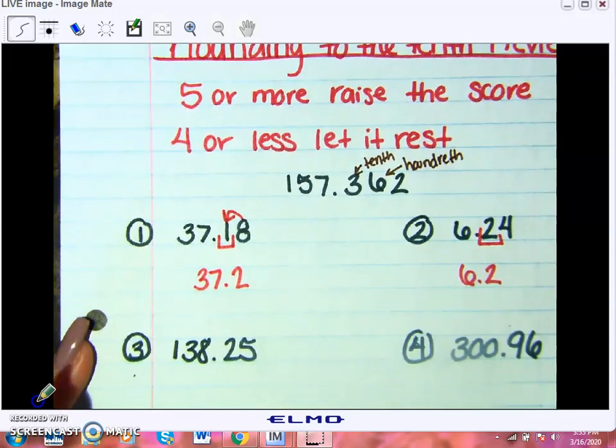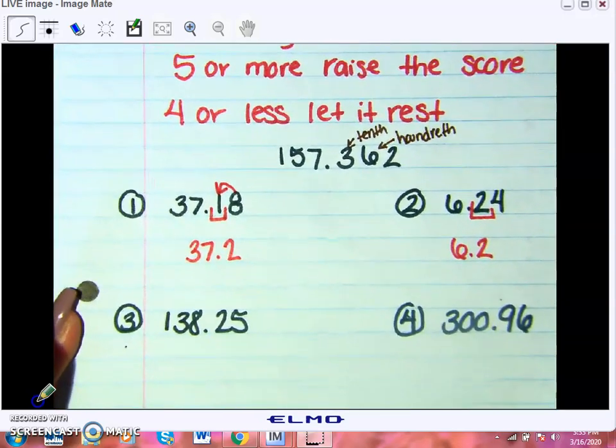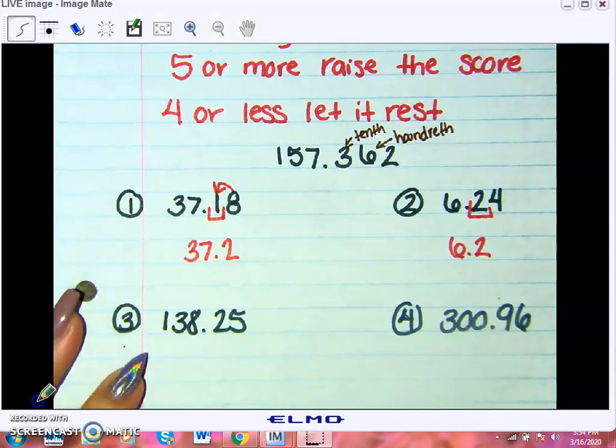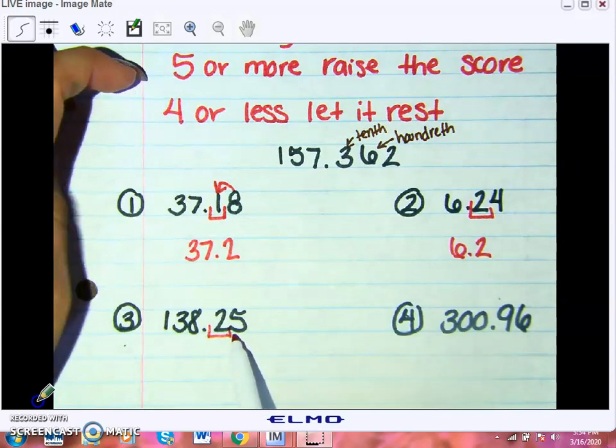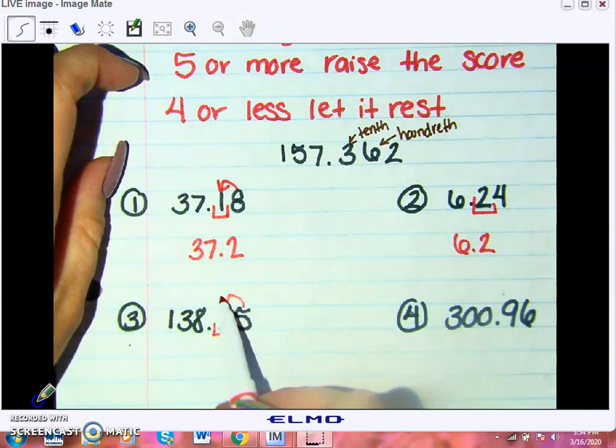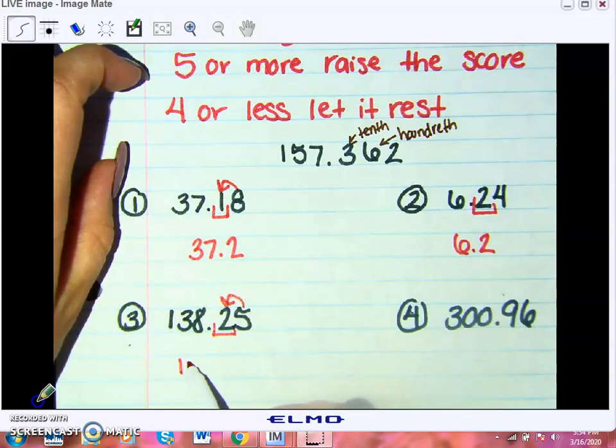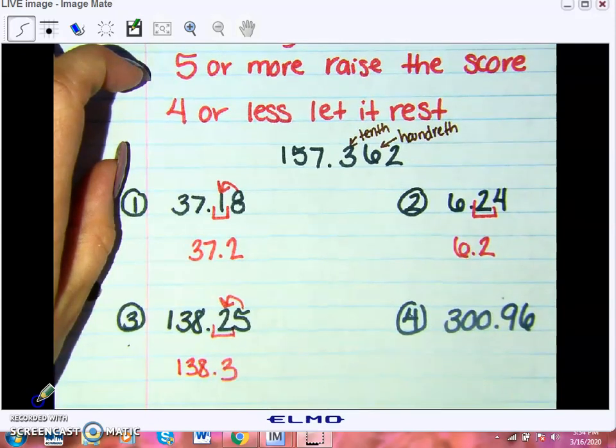Okay, as we dive into number 3, we have 138. The 2 is in the tenths place. 5 is in the hundredths place, so we're rounding to this place value, and my 5 is 5 or more, so we are going to raise the score. So the 5 is going to raise the 2 to a 3. So 138.3 will be my rounded answer, with 3 being in the tenths place.